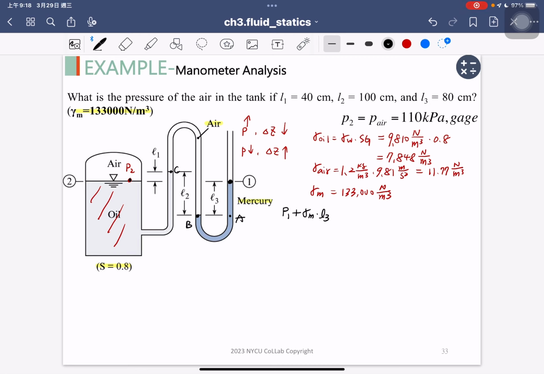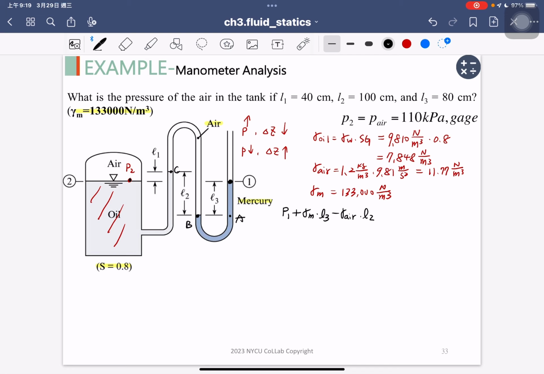Because the point B here has the same elevation, I don't change the pressure. But from B to C is going up, with length L2. Right now the fluid is air. Because it's going up, I need to use the minus, since going up the pressure will decrease, and the fluid here is air, and the length is L2.